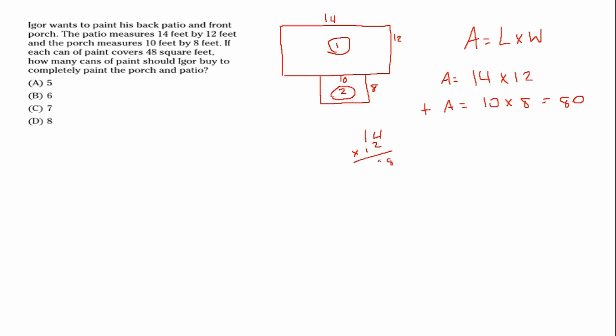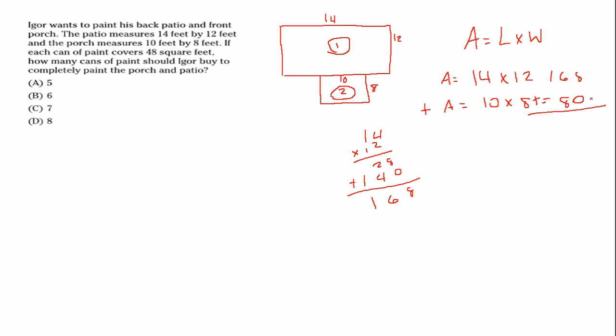2 times 4 is 8. 2 times 1 is 2. Bring down a 0 since you're starting a new row. 4 times 1 is 4. 1 times 1 is 1. Add. 8 plus 0 is 8. 2 plus 4 is 6. 1 plus nothing is just 1. So we have 168 plus 80 for the areas of each respective shape.